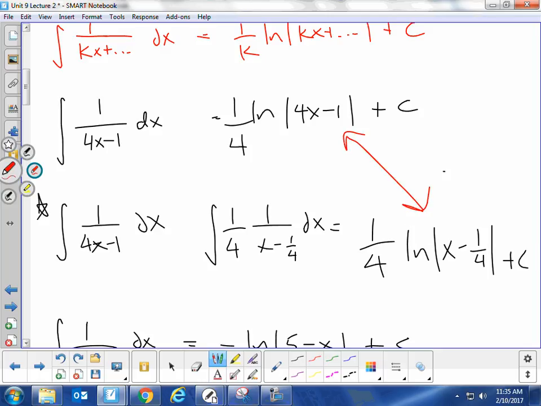However, logs work in mysterious ways. These are actually functions that are shifted up or down. So their derivatives will be the exact same. The derivative of this will be 1 over 4x minus 1. The derivative of this will be 1 over 4x minus 1. Two answers that appear to be different, but are both correct.